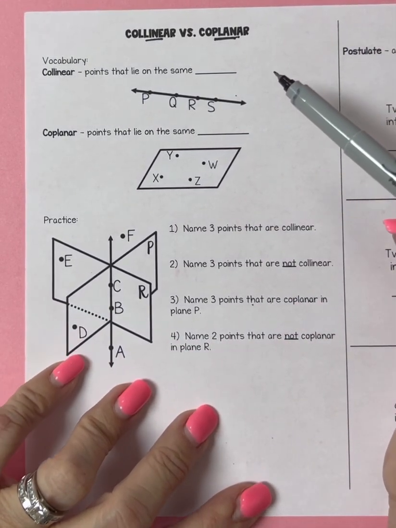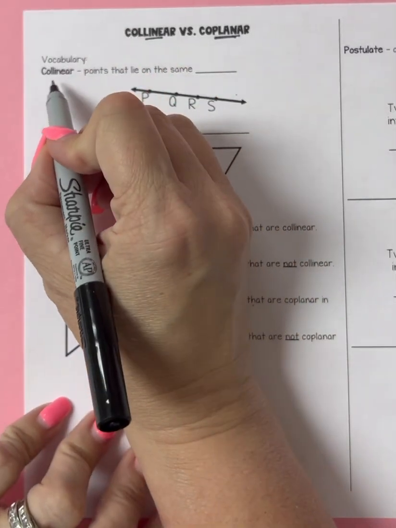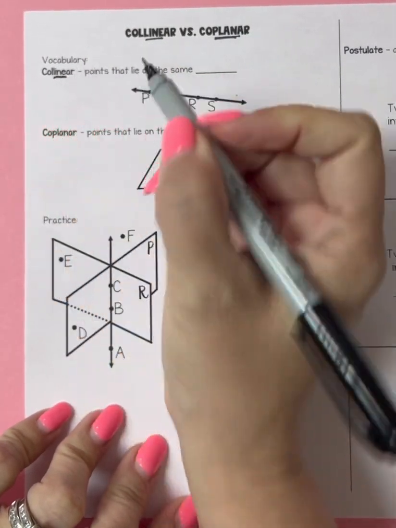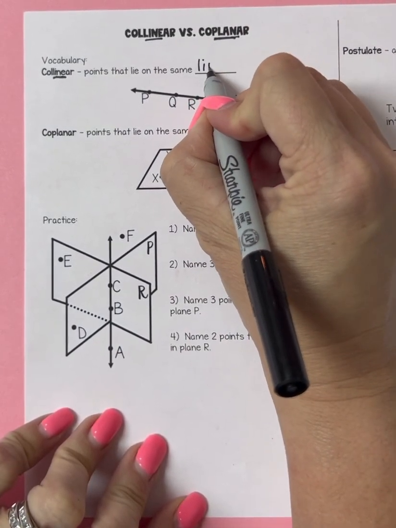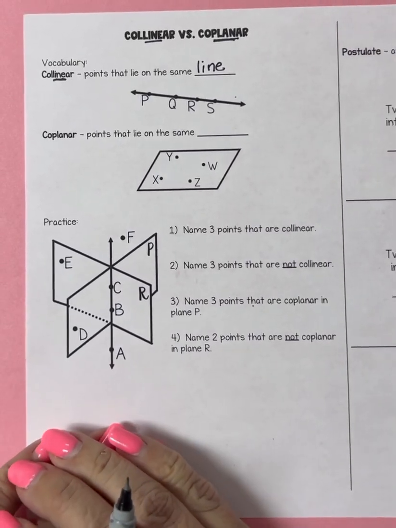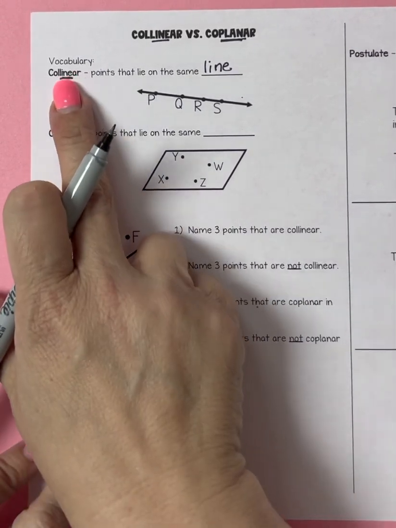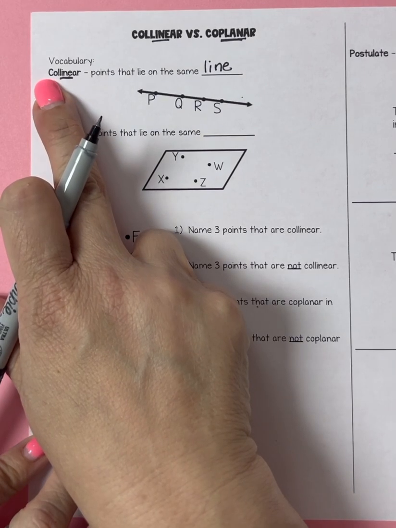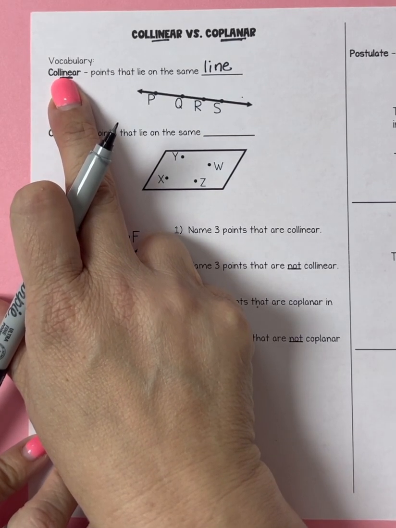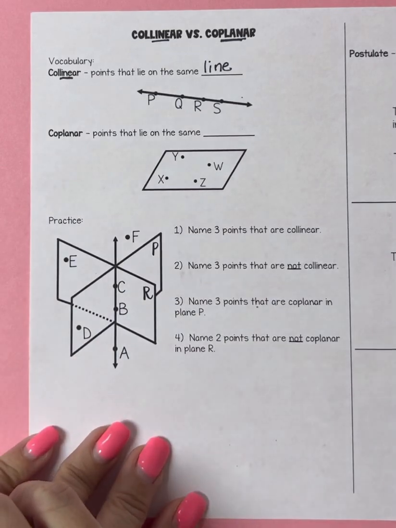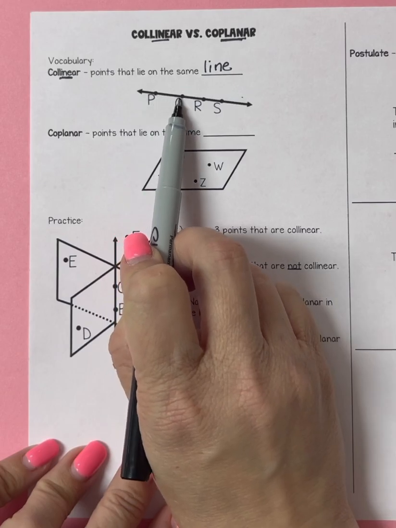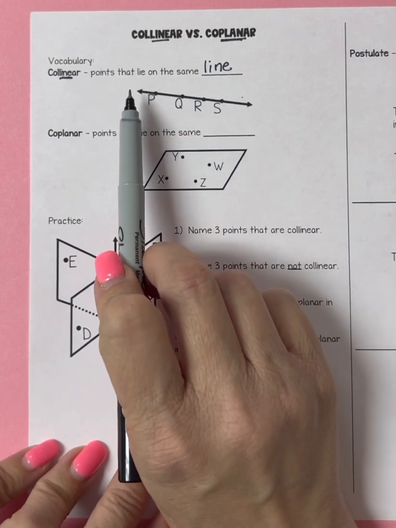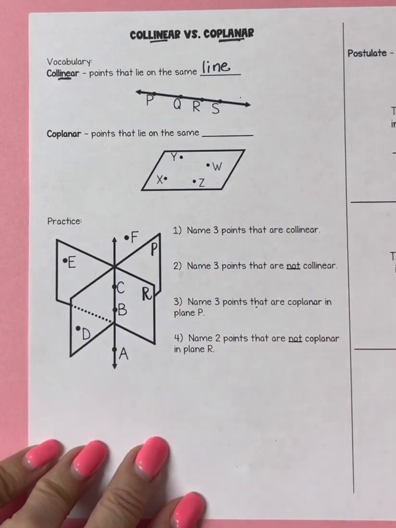Okay, so let's talk about definitions. Collinear has the word line right in the middle. It is points that lie on the same line. Co means together or with, and line is here, so it means together line, right? So it's points that are together on the same line. All of these points, I have point P, point Q, point R, and point S. They're all on the same line, they're in a straight line. So all of those points are collinear.